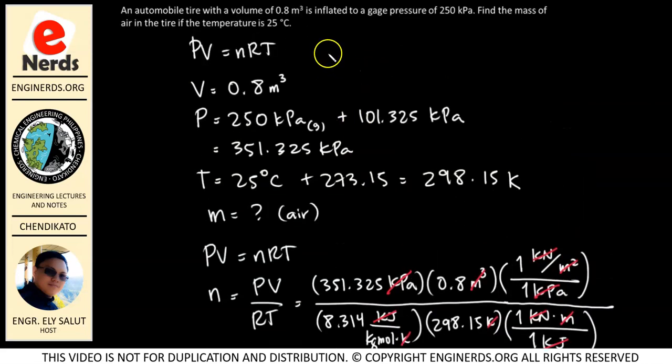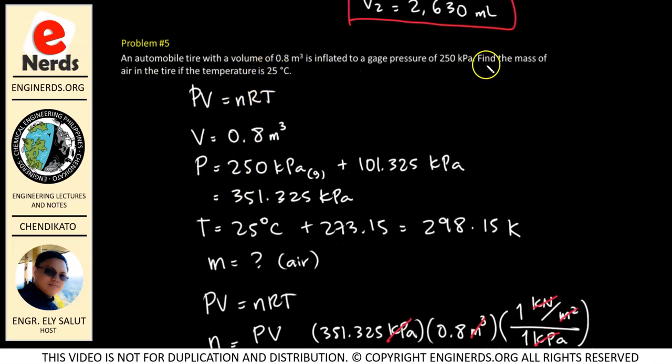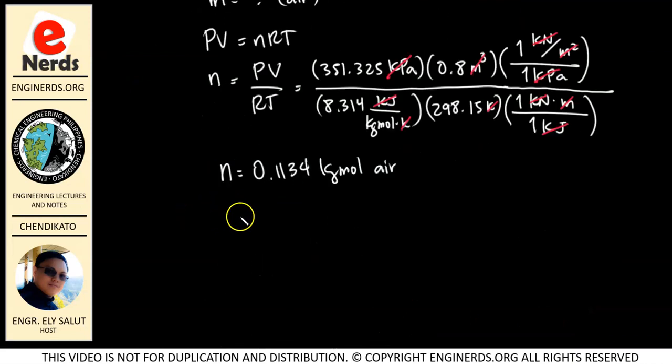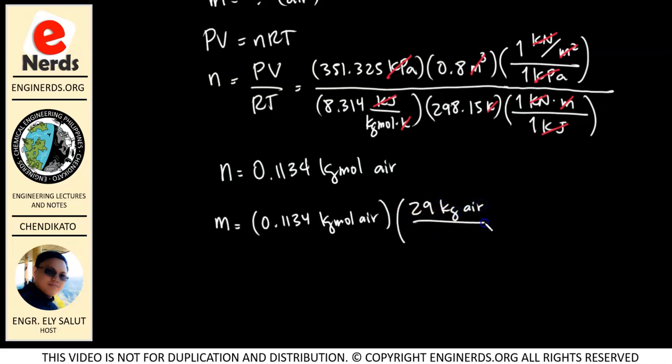Okay, so we need to get the mass of air. Yun ang kailangan nating makuha, di ba? Find the mass of air. So, therefore, we have to multiply that to its molecular weight. So, we have M of air, which is equal to our number of moles here, which is 0.1134 kilogram mole of air, times the molecular weight of air. So, we have 29 kilogram of air over 1 kilogram mole of air. Okay, so, our kilogram mole will be cancelled out. So, ang may iwan sa atin is yung kilogram of air.